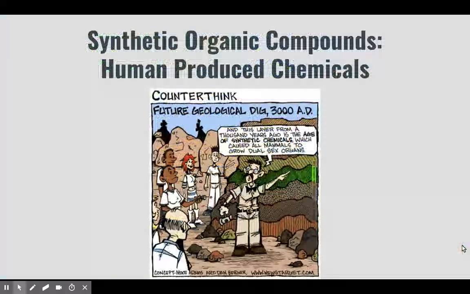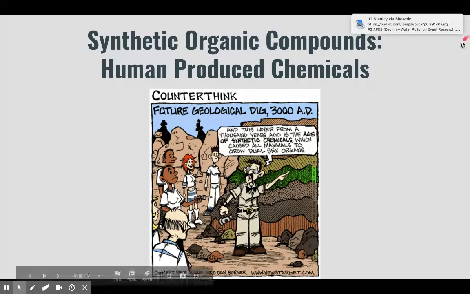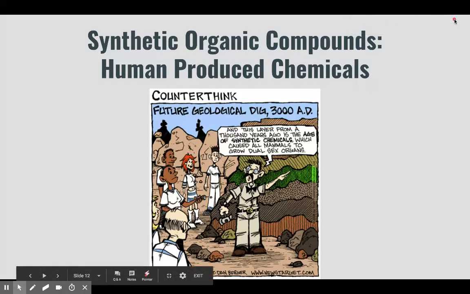Okay, so there's how we can get increased acidity into our waterways. And now we're going to look at synthetic. Remember, as I mentioned at the beginning of the lecture, that synthetic means human produced.